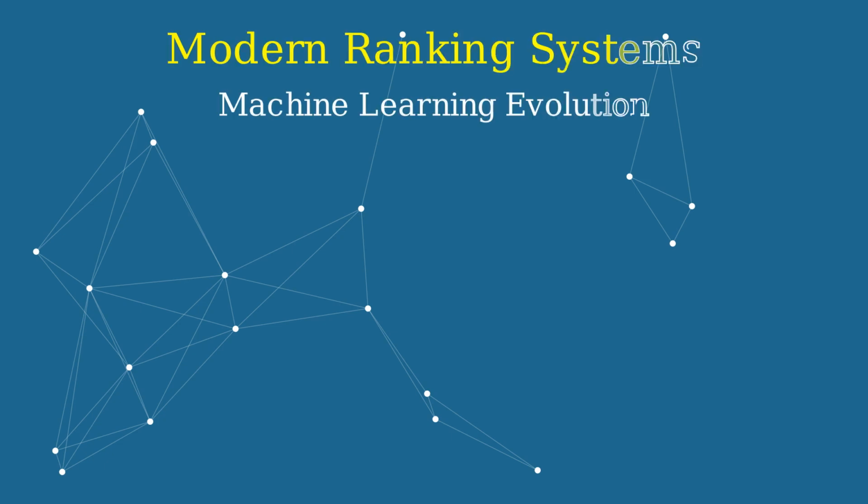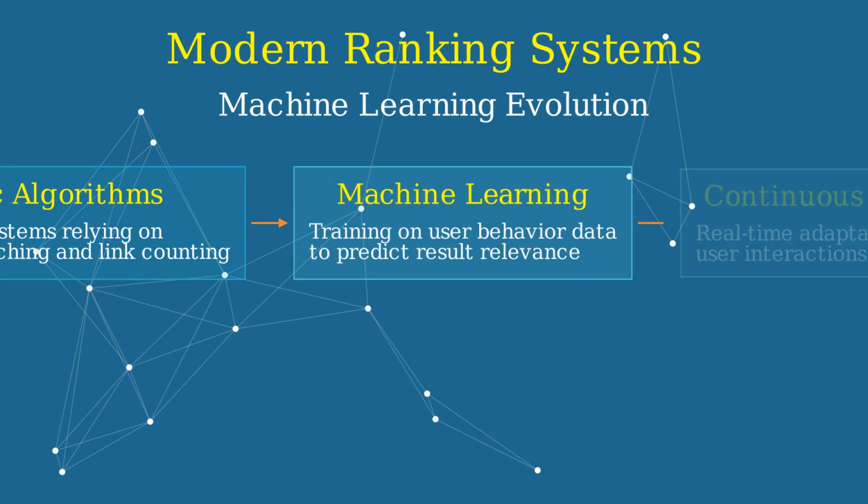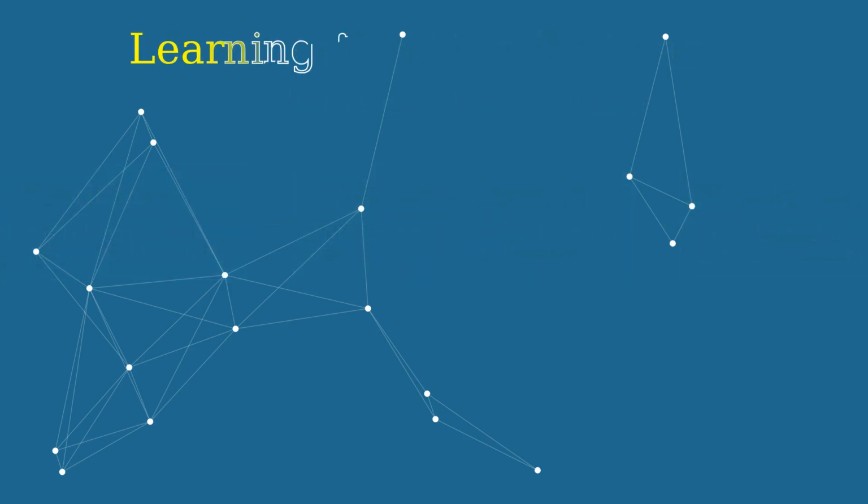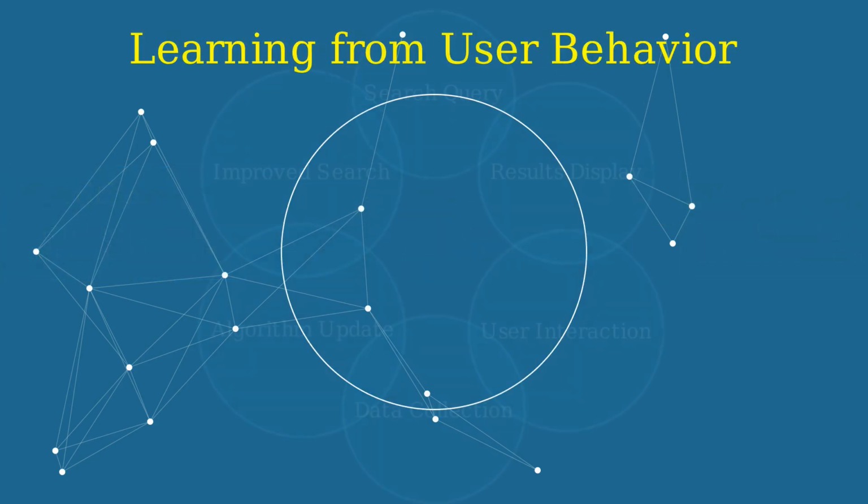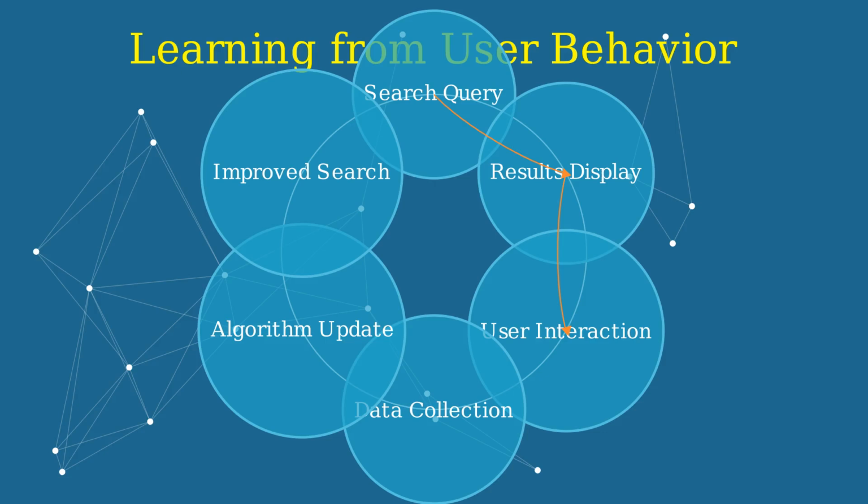Modern ranking systems have evolved from basic algorithms to sophisticated machine learning models. These systems continuously improve by learning from user behavior and engagement patterns. When users click on certain results, spend time on pages, or quickly return to search results, the algorithms learn which pages were more relevant.